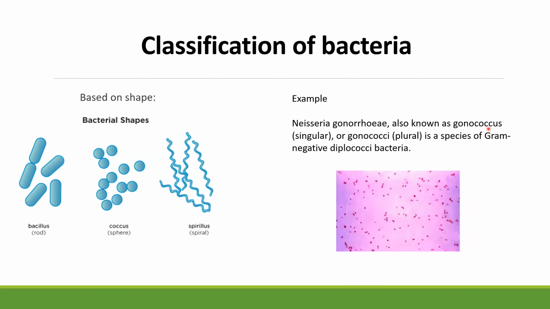Here's an example of something where the name doesn't quite tell you exactly what shape it is. So Neisseria gonorrhea, which we know as a type of STD, also known as gonococcus, singular, gonococci, plural, is a species of gram-negative diplococci bacteria. So this is that bacteria that I was telling you comes in groups of 2. So it is referred to as diplococci bacteria. And as you can see from this image, it stains pink. So it is a gram-negative bacteria.